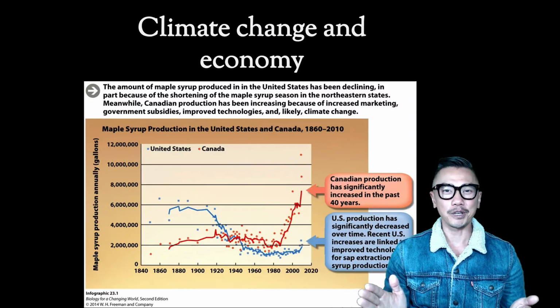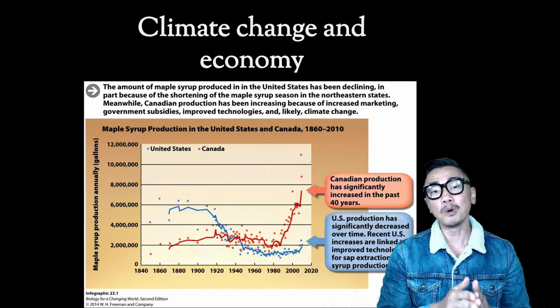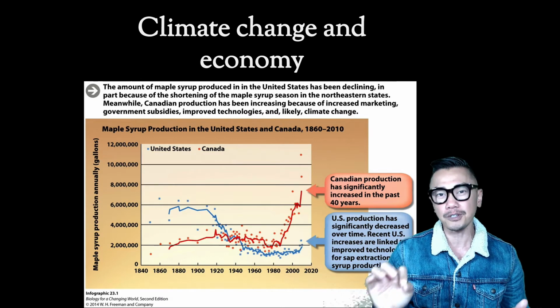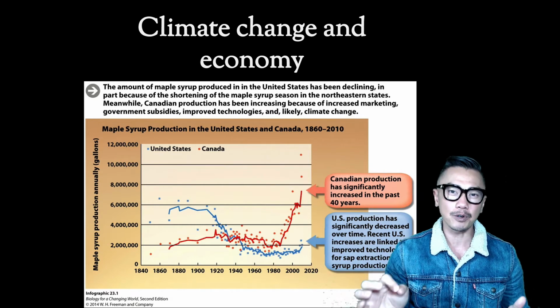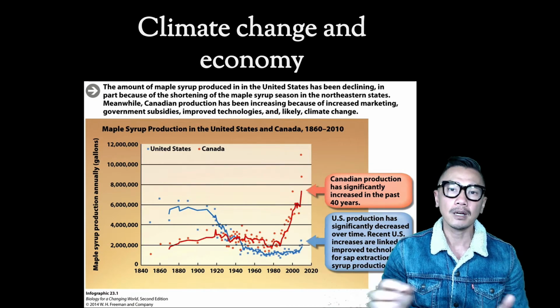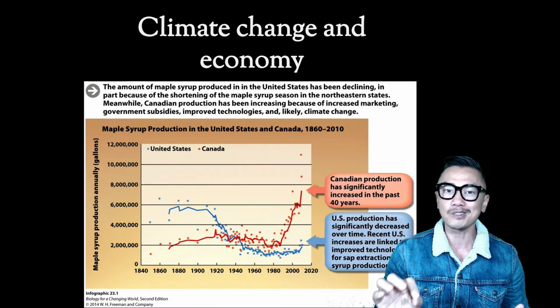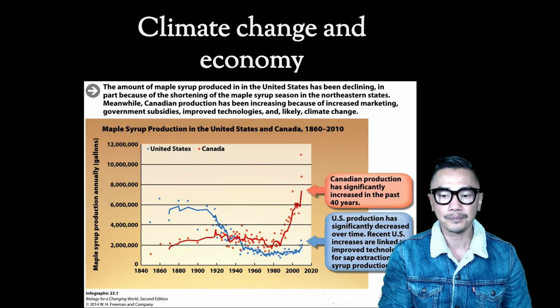In the United States, maple syrup production has decreased over the years. This is most likely due to a shortening of the maple syrup season in the northeastern United States. In Canada, however, maple syrup production has been increasing. This is probably due to a number of reasons, including government subsidies, improved technologies, and climate change.